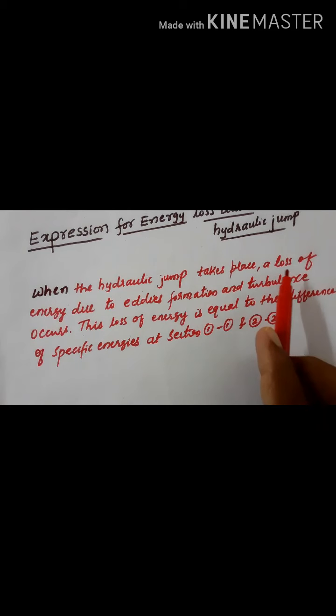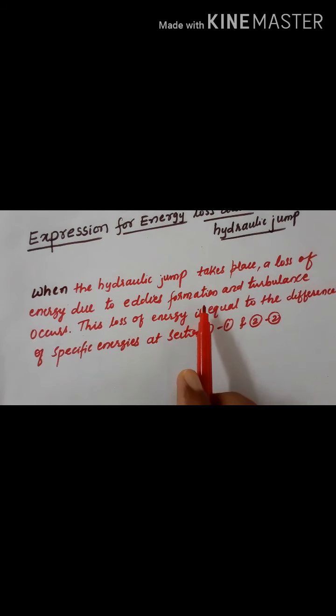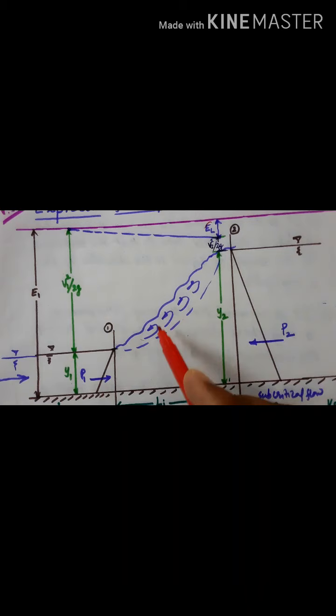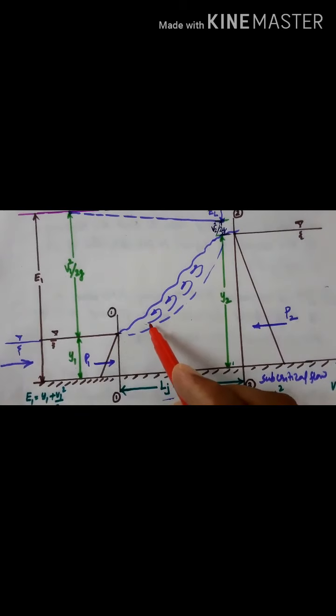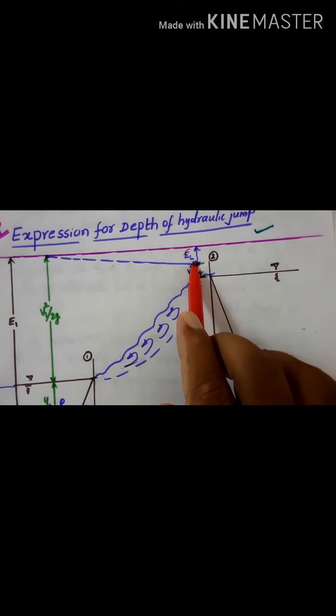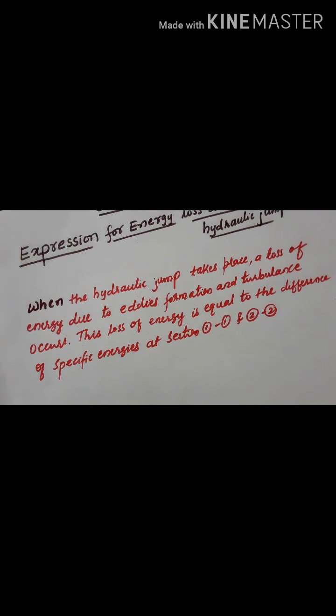Let us consider the loss of energy due to hydraulic jump. When the hydraulic jump takes place, a loss of energy due to eddy formation and turbulence occurs. This loss of energy is equal to the difference of specific energies at sections 1 and 2. The turbulence will be created in this region, and whatever energy is lost, that is EL, is because of the difference of the specific energies E1 and E2.